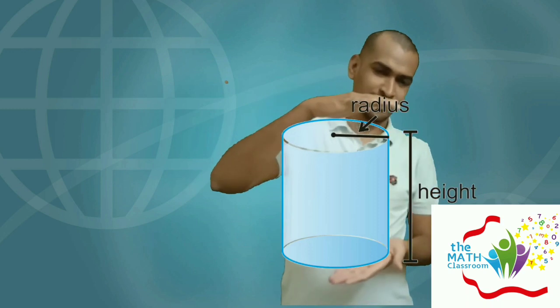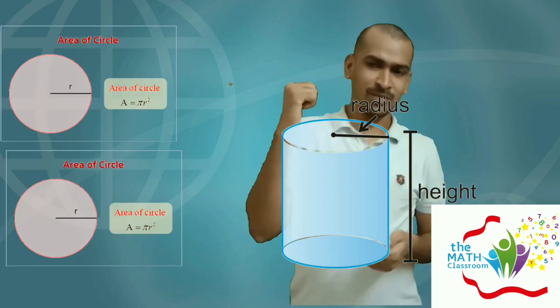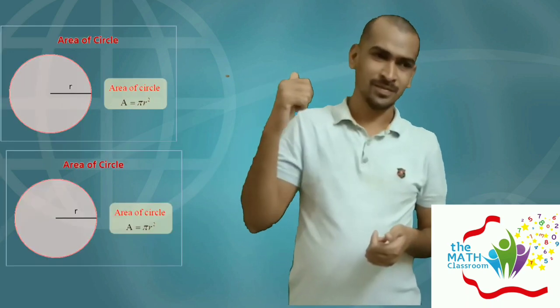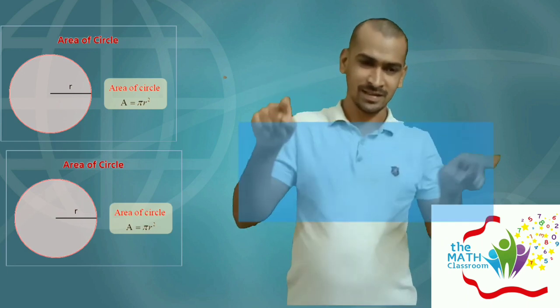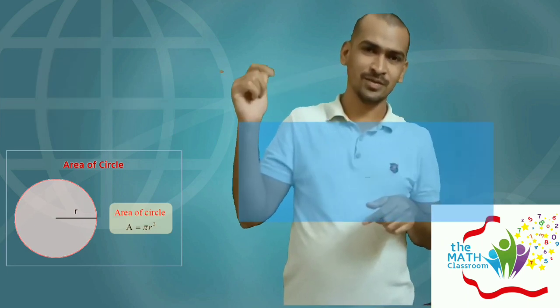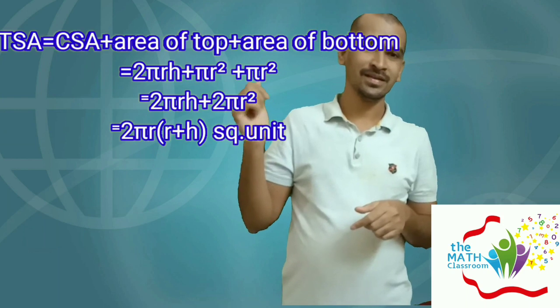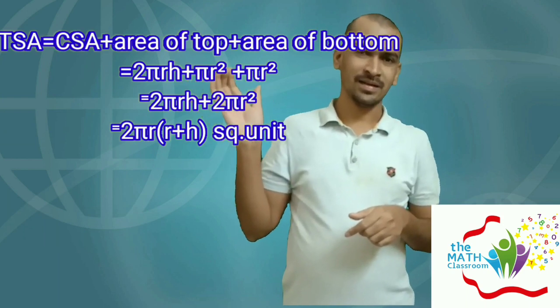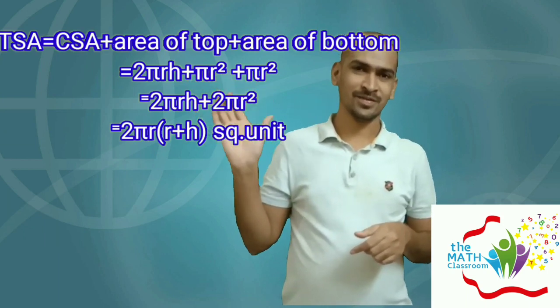So total surface area of this cylinder equals area of the two circles, 2 pi r square, plus area of this rectangle, that is 2 pi r h. So we can take 2 pi r as common. So it becomes 2 pi r (r plus h) square units.